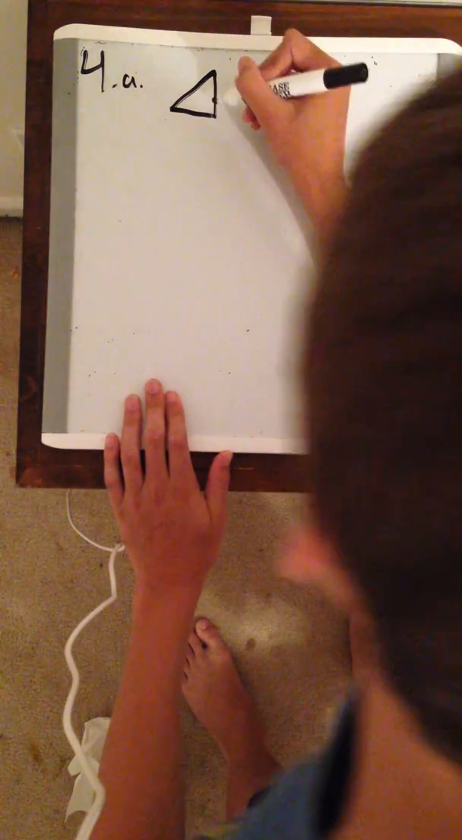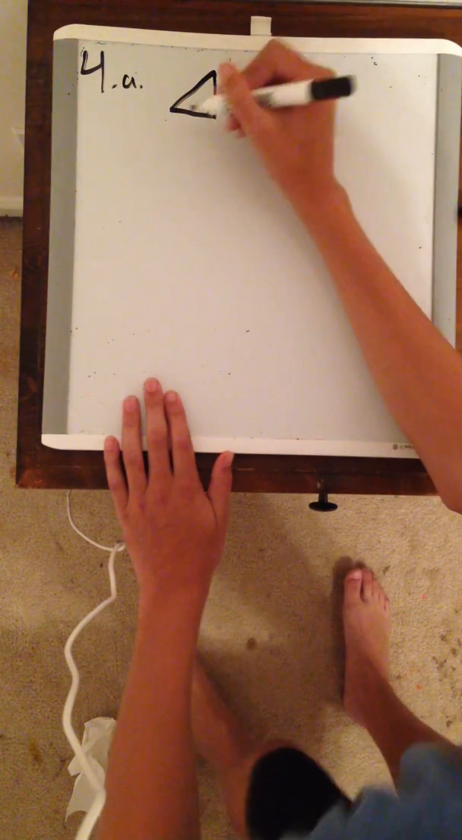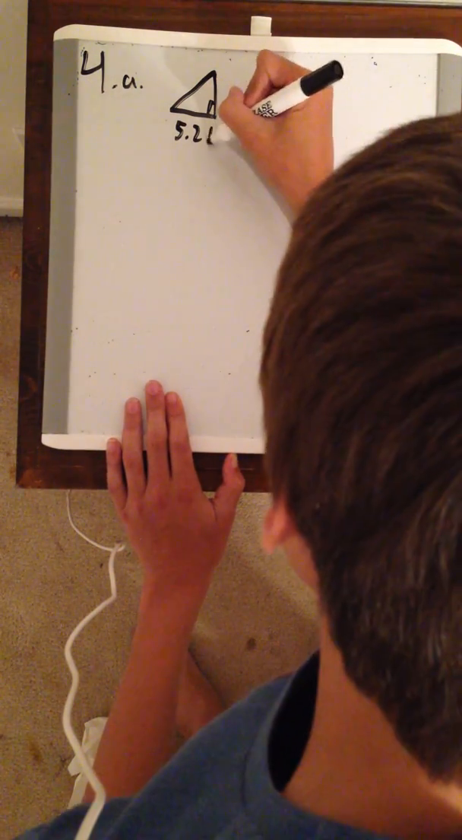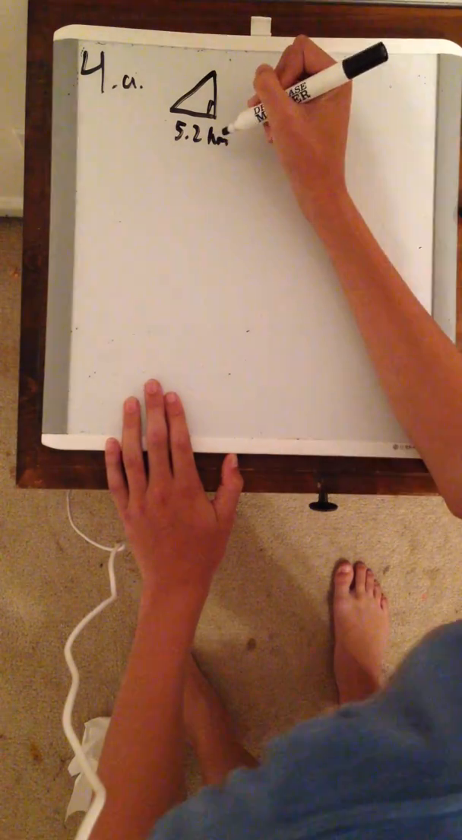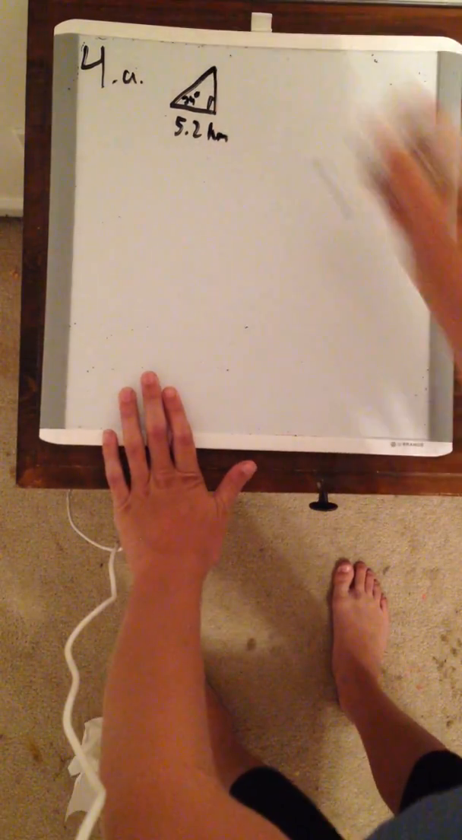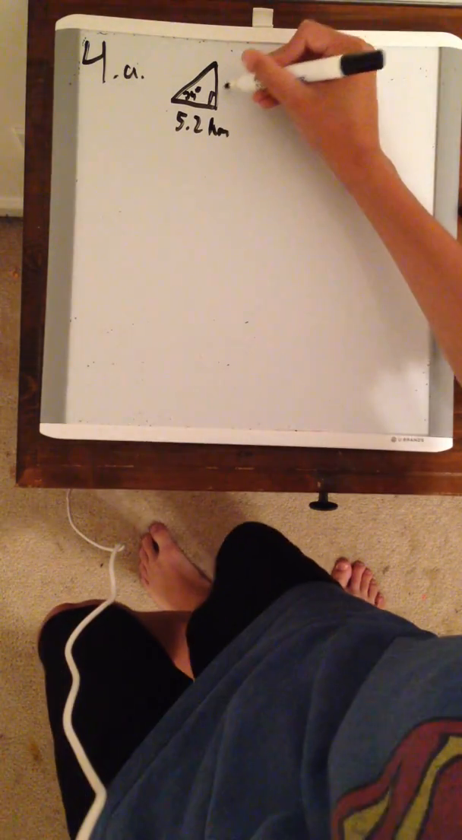So, what we gotta do first is draw a visual, just to give us a representation of what we need. This is part A, by the way. So, draw a visual with the right angle right there. We know he's 5.2 kilometers away from the launch pad, so that'll go right there. And we know the angle of elevation is 34 degrees, so that'll go right there. We want to know how high the missile is, so the x will go right there.